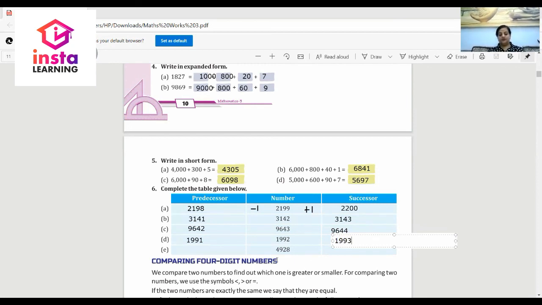Next is 4928. Just subtract from 28. We will get 27. So this will be the answer. 4927 will be the predecessor. And next, 4929 will be the successor. Like this, we have done 4-digit predecessors and successors too. And it is so easy, just subtract 1 to get the predecessor and add 1 to get the successor.